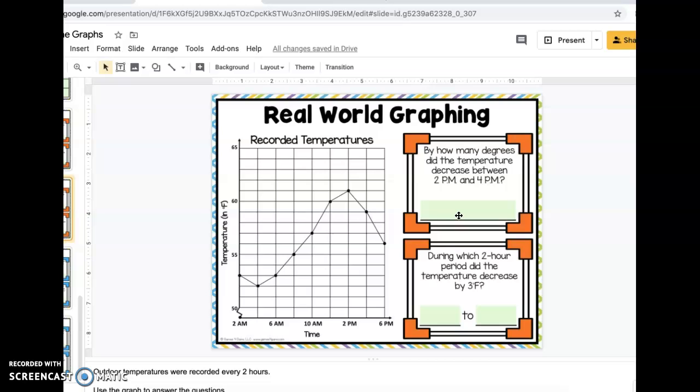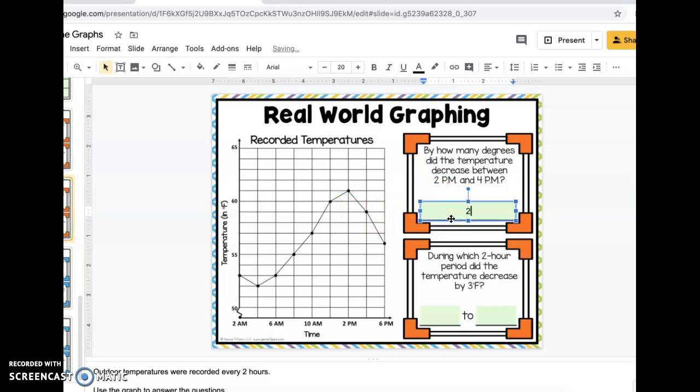How many degrees did the temperature decrease between 2 p.m. and 4? Okay, here's 2, and that's 61 degrees. 4 p.m. was 59 degrees, and if you subtracted that, or counted down, 61, so 1, 2. It decreased by 2 degrees.